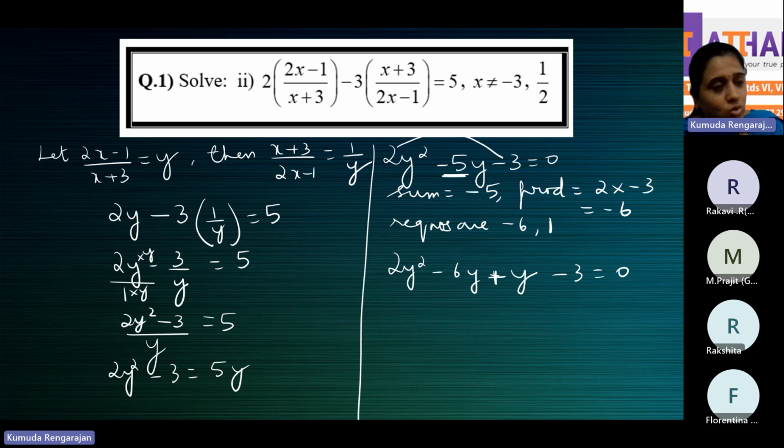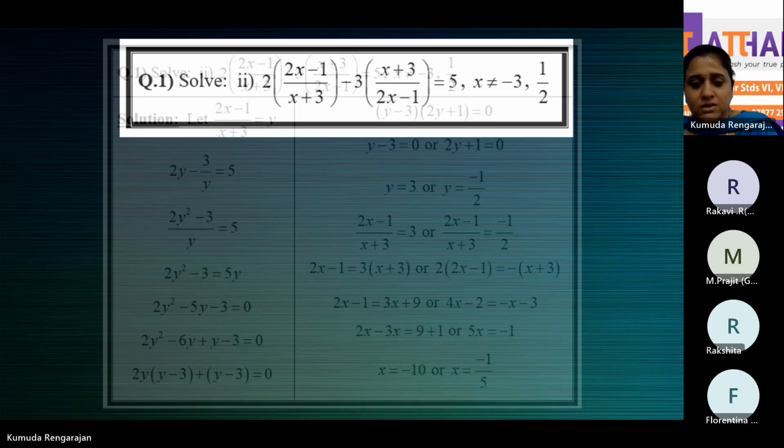Both the values of y, and you'll get two different values for x. Sum is y plus 3. The other value of y, two values of y. One is 1 by 2, another one is 3.